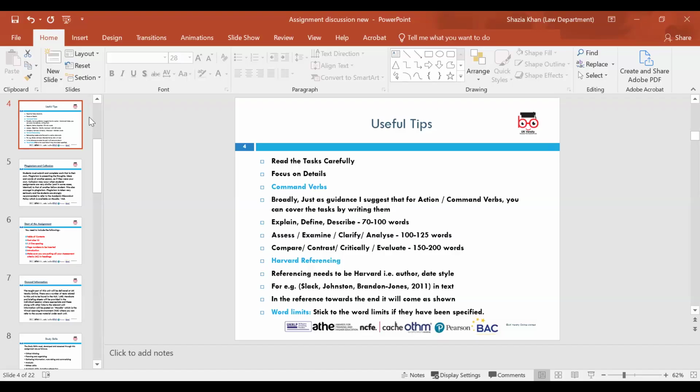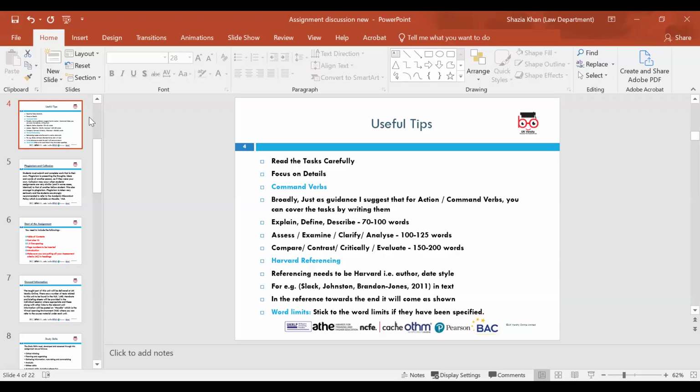So, for example, referencing needs to be Harvard. In text, you need to put the author and the date and style. So this will be in your assignment. You'll put Slack Johnston, Brandon Jones, 2011 in text, okay? So that's in text. In reference towards the end, you will put all of it. You will put the full reference, what the book name is, what the edition is, where it was published, who the publishers are. Okay, only in text you will put the author's name and the date.